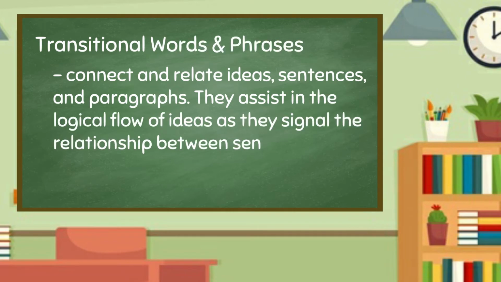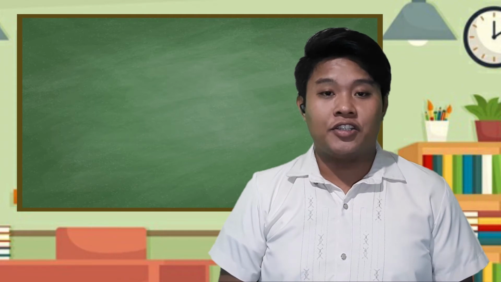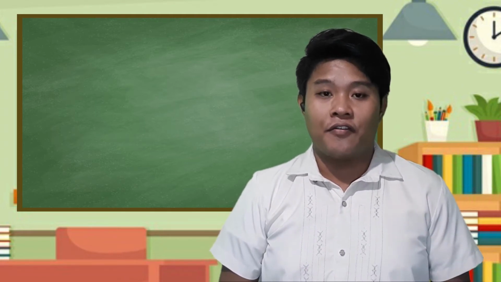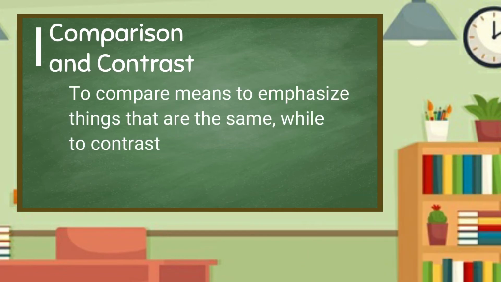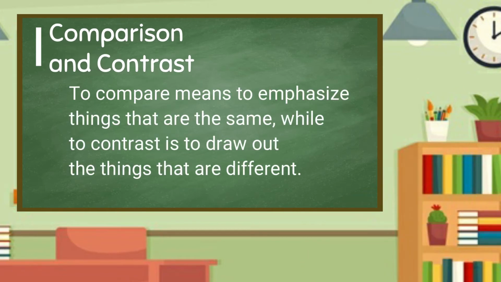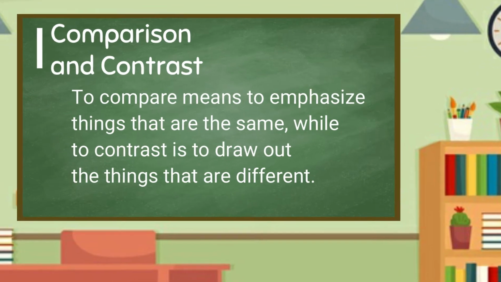Transitional words and phrases connect and relate ideas, sentences, and paragraphs. They assist in the logical flow of ideas as they signal the relationship between sentences and paragraphs. There are 8 types of transitional words and phrases. The first one is comparison and contrast. To compare means to emphasize the things that are the same, while to contrast is to draw out the things that are different.